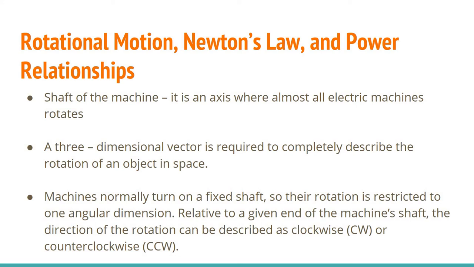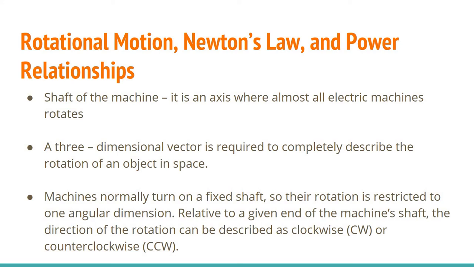Relative to a given end of a machine's shaft, the direction of the rotation can be described as clockwise or counterclockwise. Normally, machines have a fixed shaft, so the rotation is restricted to one angular system. It does not change its rotation. It is only one angular dimension.